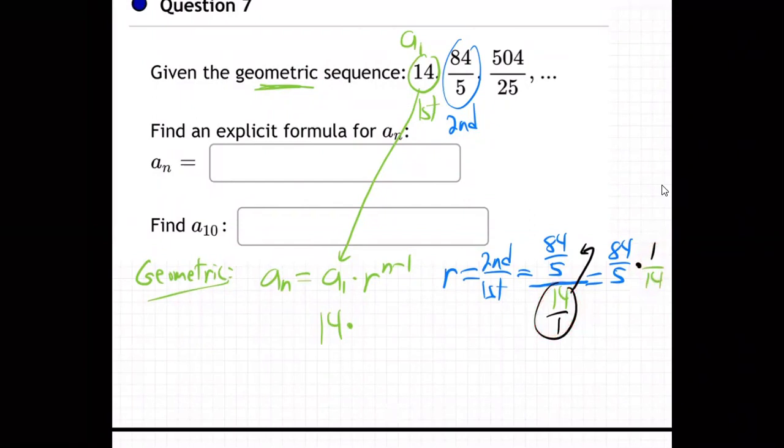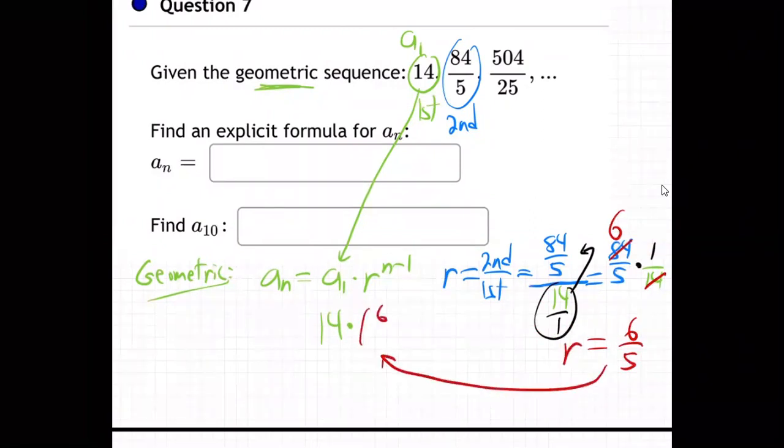And then you can cross cancel. 14 goes into 84, I think 7 times, doesn't it? No, that's not right. 6 times. Is it 6? Yeah, 6 times. 6 times 14 is 84. So then this just becomes 6/5. So that's the r. R is 6/5. Bring that back. Oh, and actually, let's just divide that and get a decimal. Easy. So you divide that in your calculator, it comes out 1.2. So bring that back. 1.2 to the n minus 1.